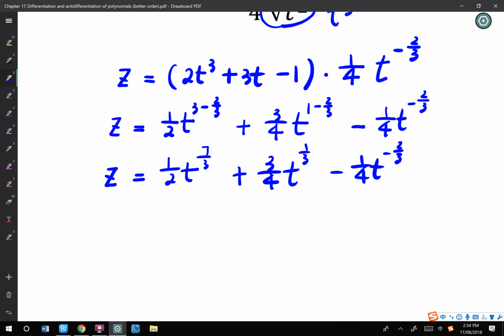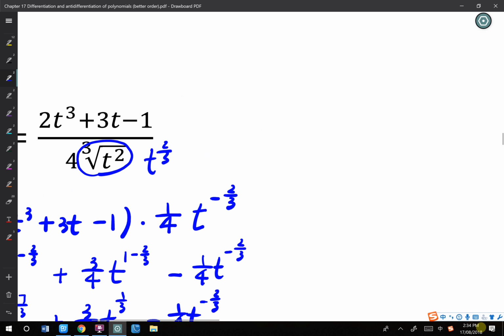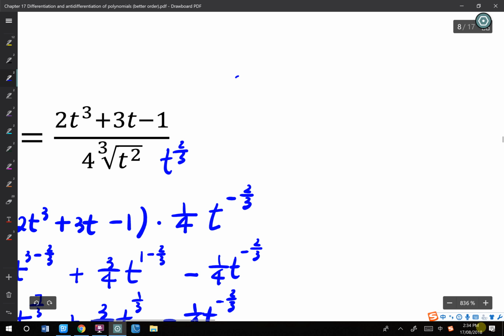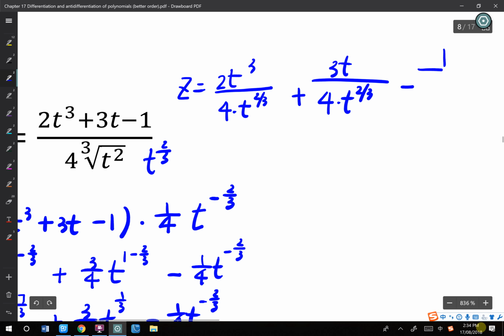There are also other ways we can do this. What's the other way I can do this? I can do y equals 2t over 3 over 4 times t to the 2 over 3, plus 3t divided by 4 times t to the power of 2 over 3, and minus 1 over 4 t to the power of 2 over 3.